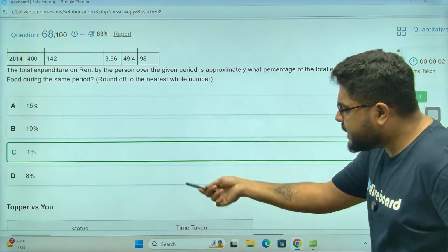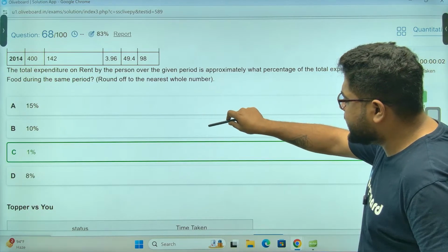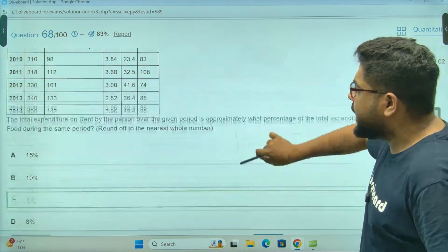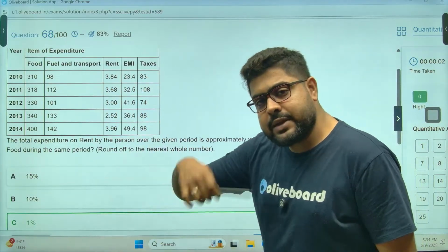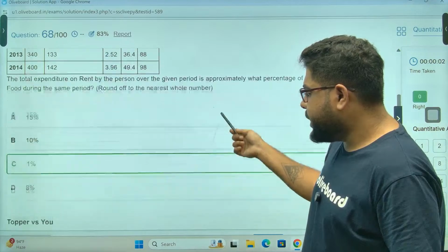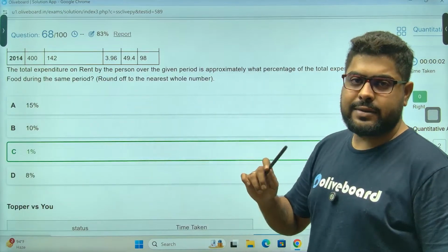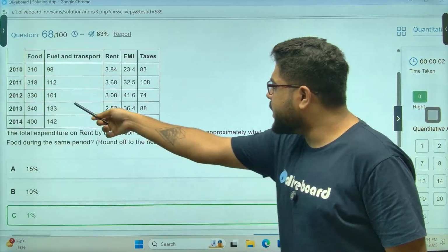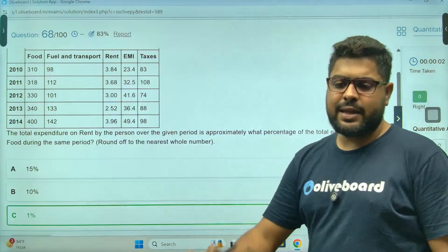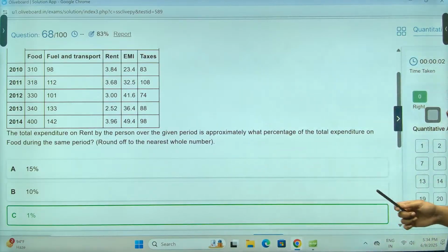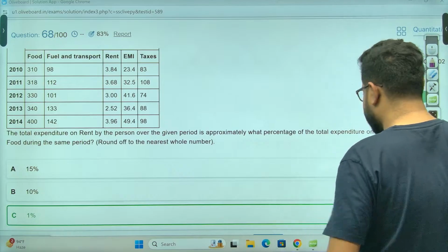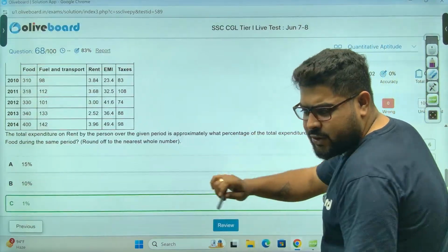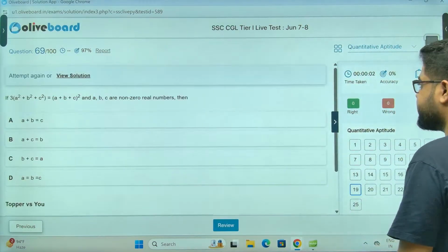See the options: 10% means if this is 300, it will be in the 30s. 15% means a little bit more. 8% is also very close to 10. So there is absolutely no way we can have anything other than that 1% mark. That's your answer. Clear, I hope. No need to solve actually.